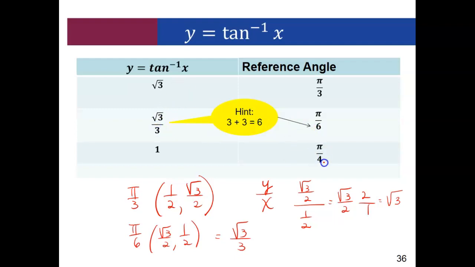For pi over 4, you have the square root of 2 over 2 and the square root of 2 over 2. So if I divide something by itself, I'm always going to get 1 for the tangent on that. And so anytime you have 1 or negative 1, it's going to be a pi over 4 type angle. If you have the plus or minus of this value, it'll be a pi over 6 type angle. And if you have the square root of 3, it's going to be a pi over 3 type angle.